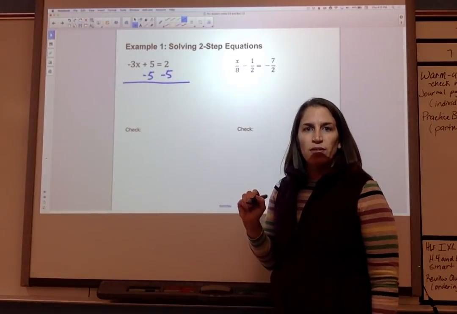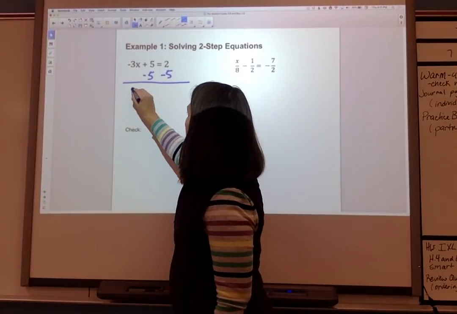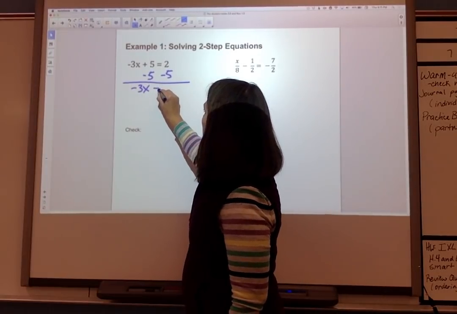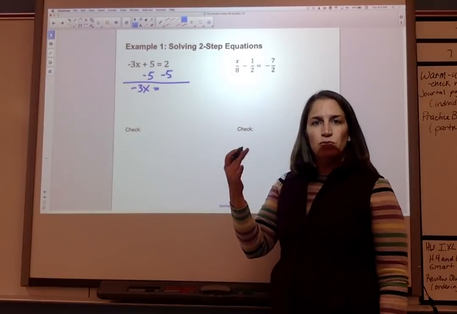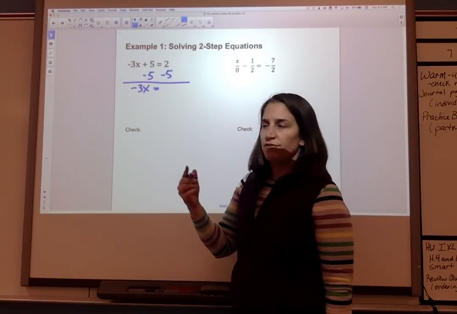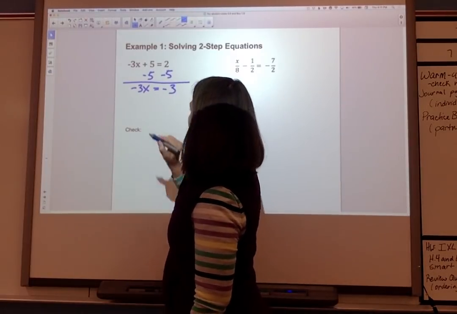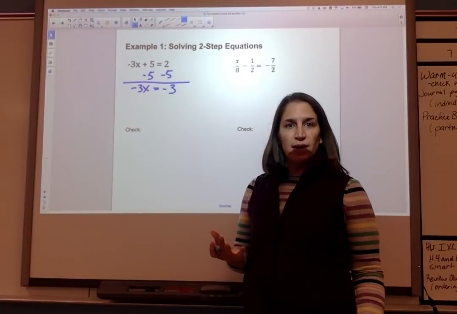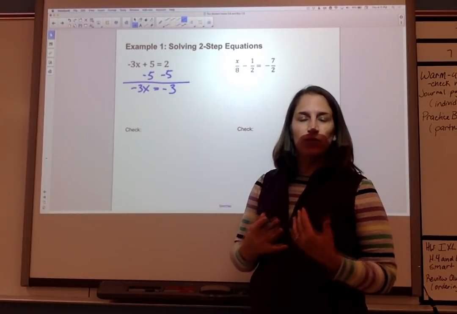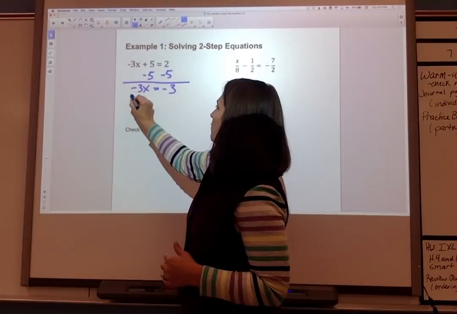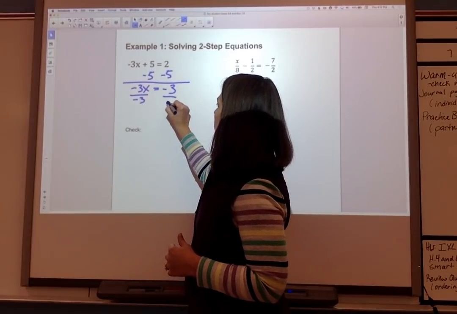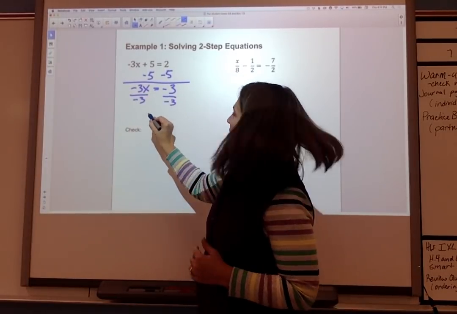When we do that, we're left with negative 3x on the left, and that's equal to 2 minus 5, or 2 plus negative 5, which is negative 3. Now we're down to a one-step equation with multiplication. We'll solve it by dividing by negative 3. And we're left with x equals 1.